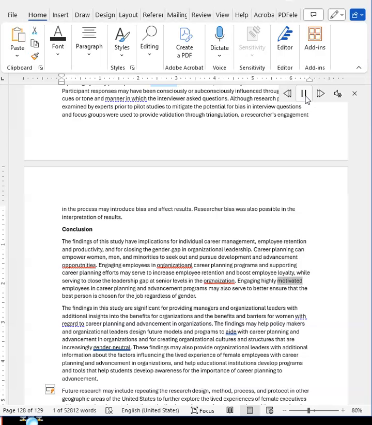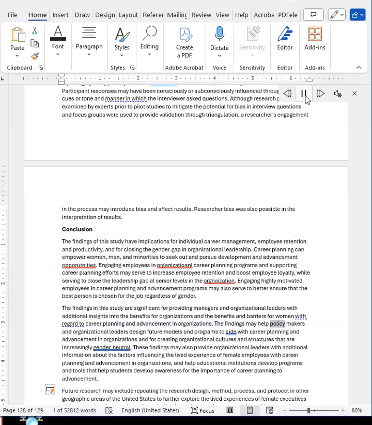Engaging highly motivated employees in career planning and advancement programs may also serve to better ensure that the best person is chosen for the job regardless of gender. The findings in this study are significant for providing managers and organizational leaders with additional insights into the benefits for organizations and the benefits and barriers for women with regard to career planning and advancement in organizations.